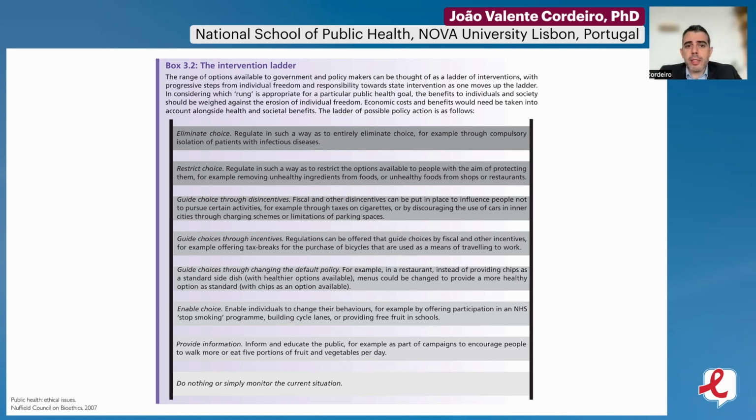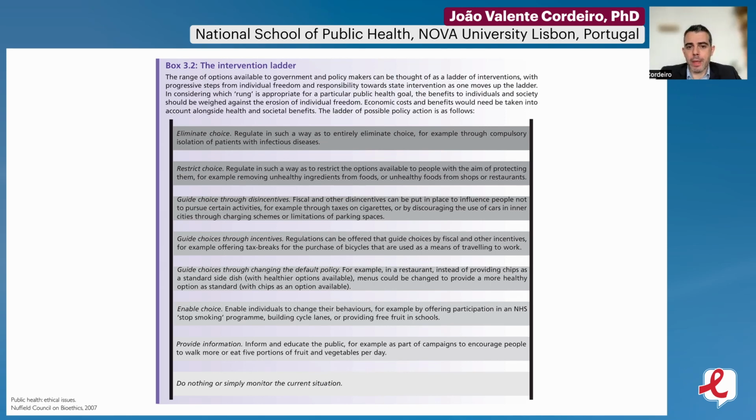Certainly, this leads to possible different interventions that range from doing nothing and simply monitoring the situation, including other interventions that allow us to guide choices, be it through the changes of default policy or through incentives or through disincentives, and even more radical choices related with restriction or even elimination of choice. And these are highlighted here on the slide in this publication from the Nuffield Council on Bioethics.